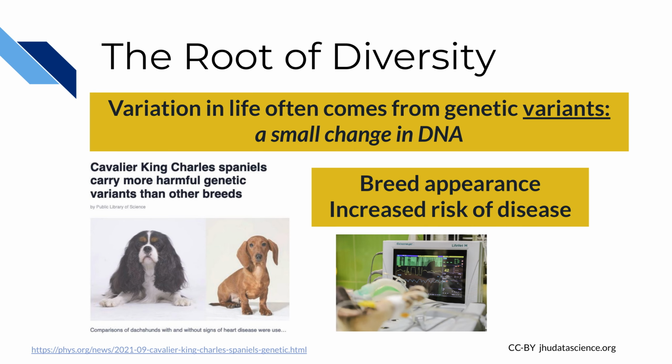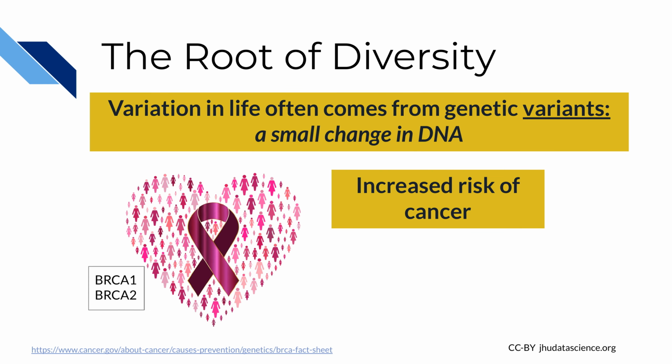Alongside those differences, they also inherit variants in some genes that can lead to certain conditions like mitral valve disease. Inheriting a harmful variant of BRCA1 and 2 genes can increase a woman's chance of developing breast cancer. For a woman with these variants, the risk of developing breast cancer sometime in her lifetime increases from a 13% chance to up to a 72% chance.